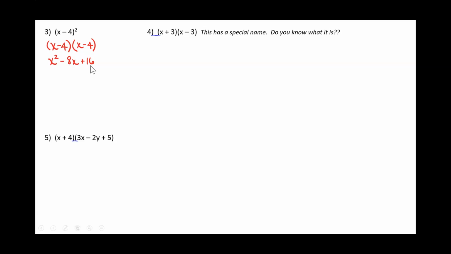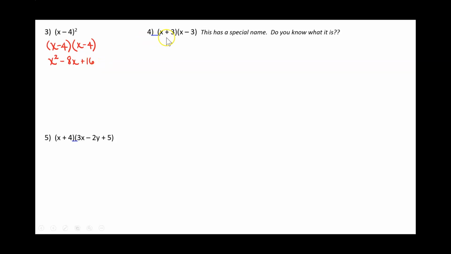The most common mistake that I see with this is if you don't write it out this way, you might actually be confused and think, okay, I'm just going to square my x, so that would be x squared, and I'm going to square my negative 4, that would be 16, but you'll notice you'll be missing this middle term altogether. So be sure that you write it out as two separate binomials and that you FOIL it.